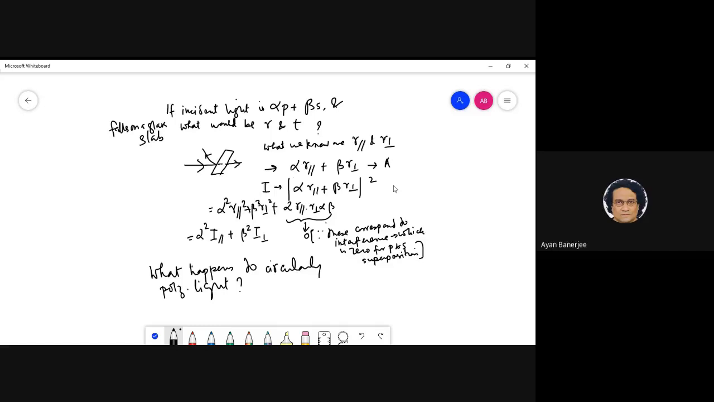If you will not get a cross term in the sense that... that is actually a complicated question. Circularly polarized light has alpha P plus i alpha S, basically alpha plus i beta, right? But you will still get an alpha dot beta term, the R parallel dot R perpendicular, and that will still be zero. You will still get that, right?